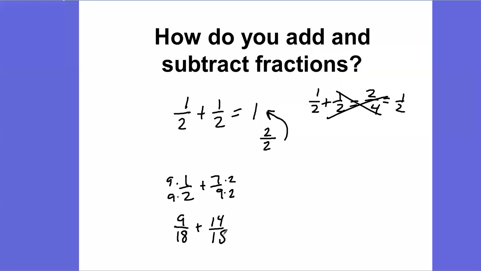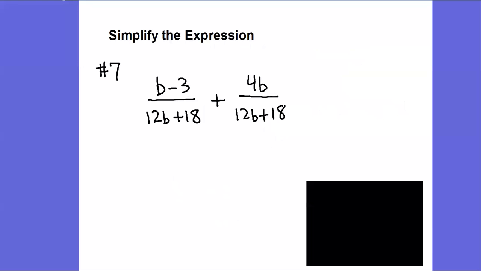That would be 14/18. And adding those together, 9 plus 14 is 23. You keep the same denominator. That's an improper fraction, so if you wanted to, you could rewrite that as 1 and 5/18. All right, so there's just a quick review of adding and subtracting fractions.